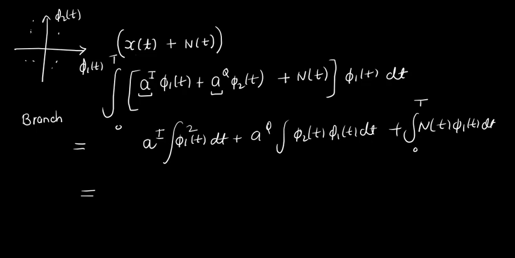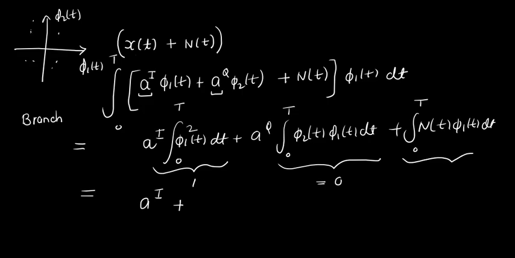So tell me, what would be the answer? By using the property of orthonormal basis, this is 0 and this is 1. Yes or no? So you will get a_i plus this part. So this will give you some fixed value w. Yes or no?